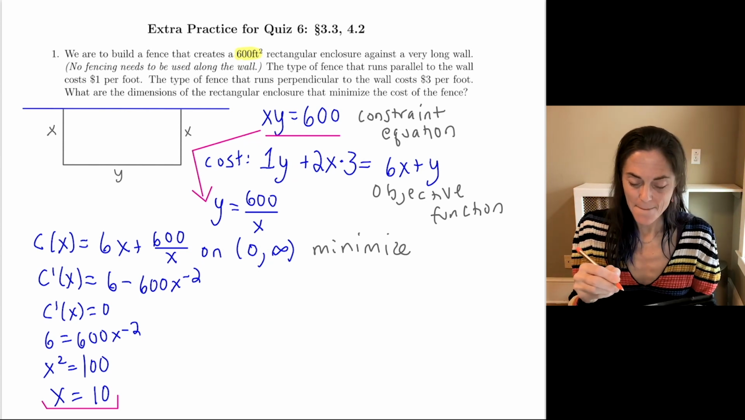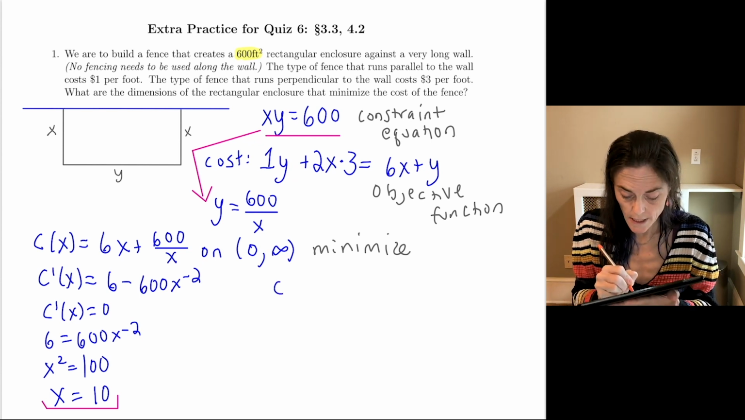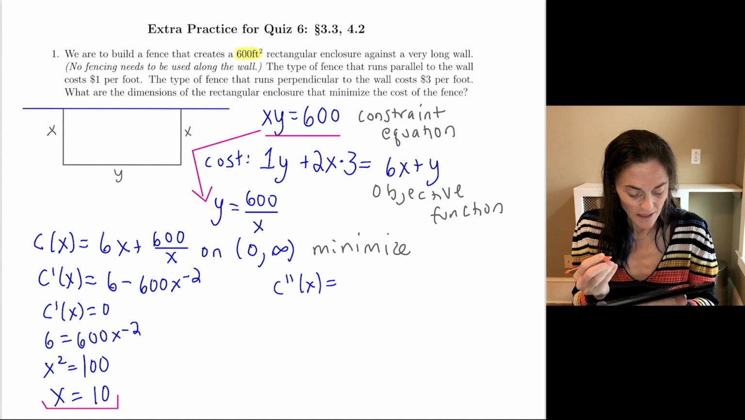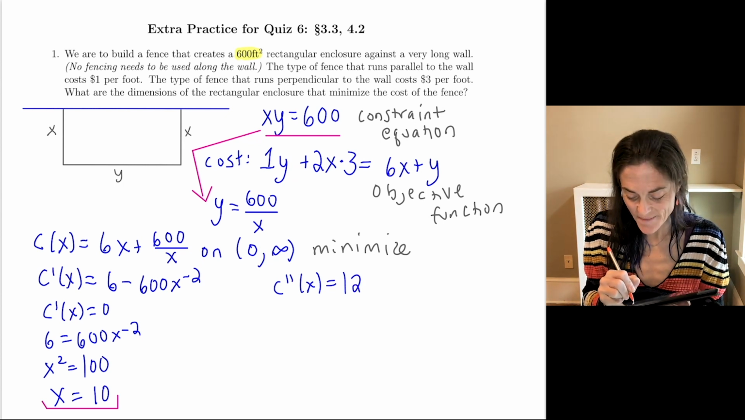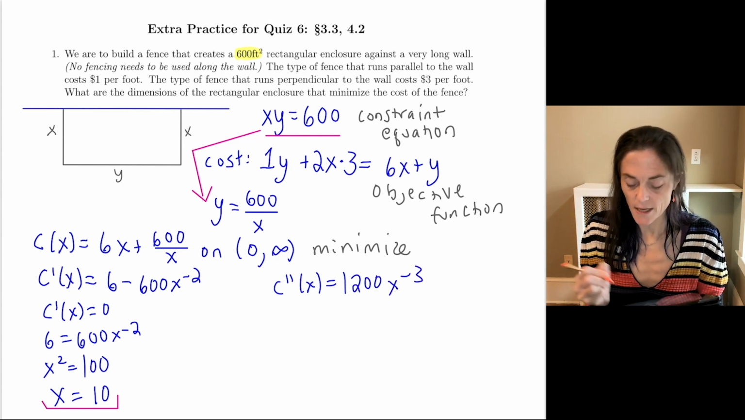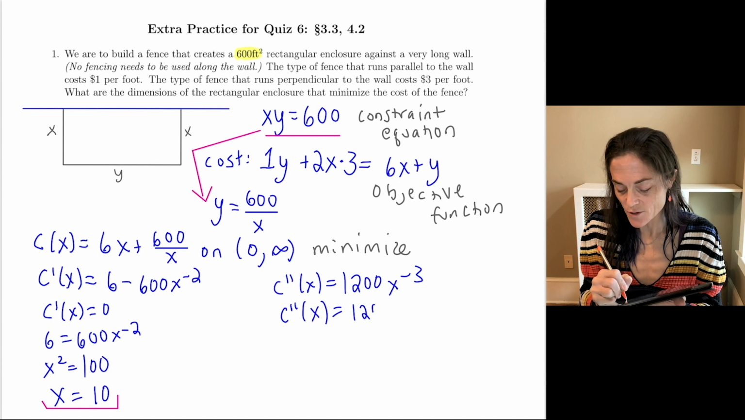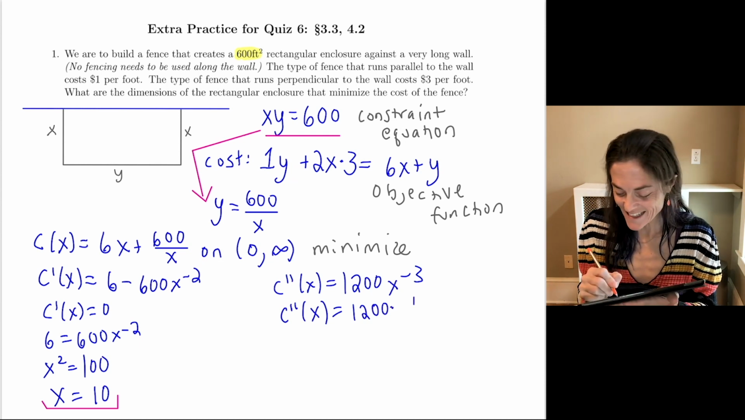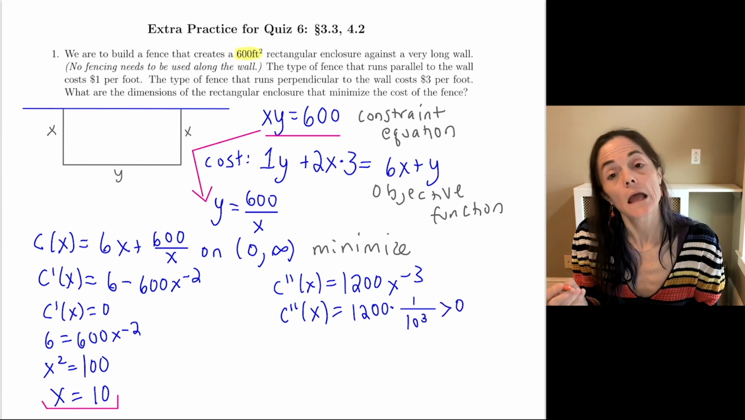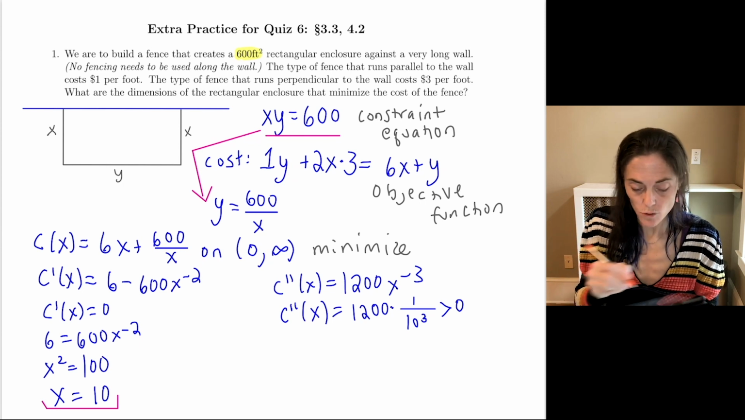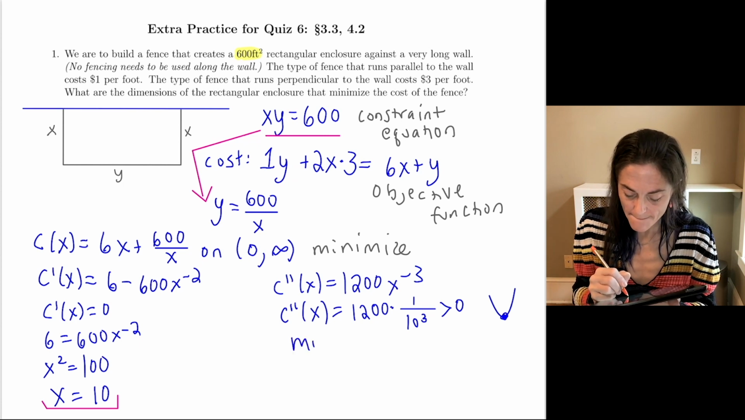Okay, so let's verify. I'm going to use the second derivative test. Well, we can differentiate again. You notice we have 0, we have plus 1200x to the minus 3. The second derivative at this critical point is 1200 times 1, I'll write it this way, divided by 10 cubed. This is certainly positive. This says my function is concave up, so I can draw a little picture. Concave up. In fact, I do have a min.